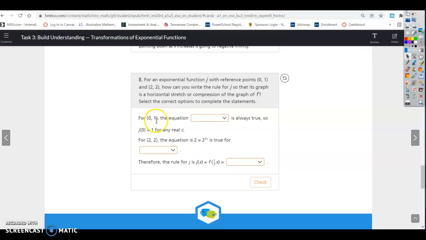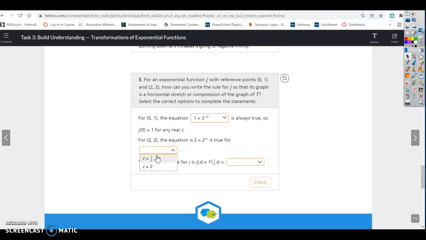Alright, so for (0, 1), this is your ordered pair, x and y. Remember, it's always y equals something to the x power, so x would be 0, in the power part, and 1 would be your y. So it says j of 0 equals 1 for all real c, and that's true because anything to the 0 power equals 1. So for (2, 2), the equation is 2 equals 2 squared times c.